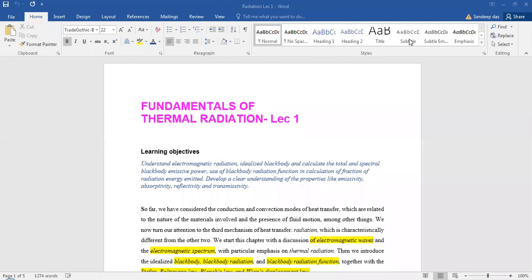Hello everyone. Welcome to the lecture of Fundamentals of Thermal Radiation. This is lecture 1. Before starting the lecture, let's understand what are the learning objectives.